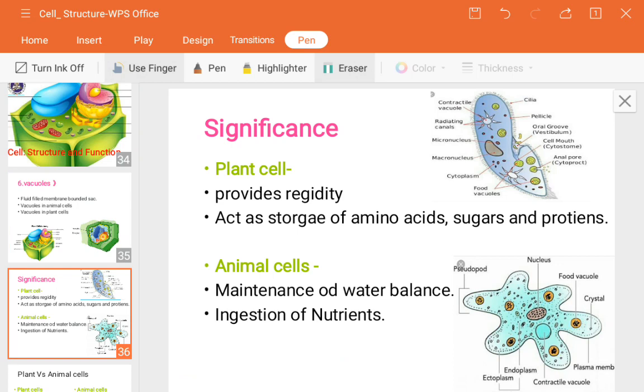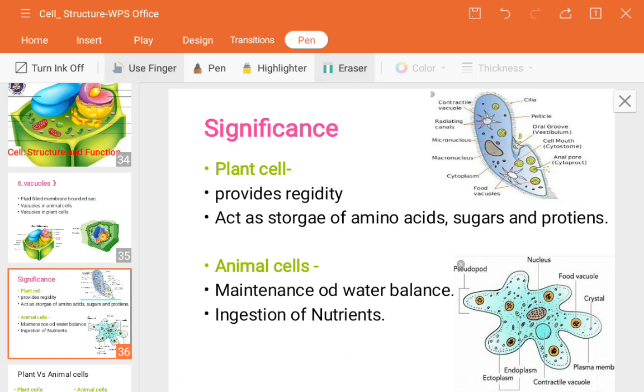We have studied nutrition in amoeba in your lower classes. How does the amoeba take up food material? By pseudopodia, and whatever food they capture from the surroundings goes inside the vacuoles. That vacuole is called a food vacuole. They digest the food material captured by the amoeba. So the vacuole plays an important role in amoeba as a food vacuole, to digest and break down that food material.